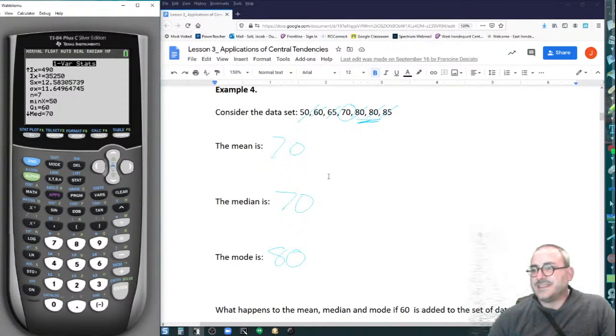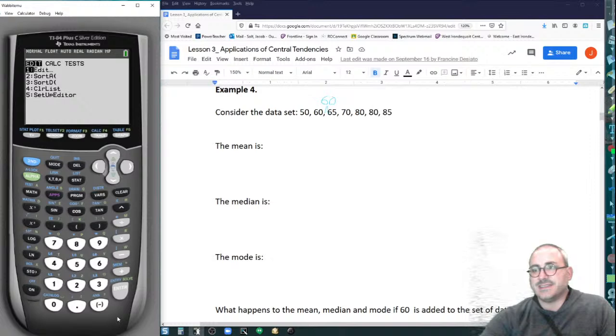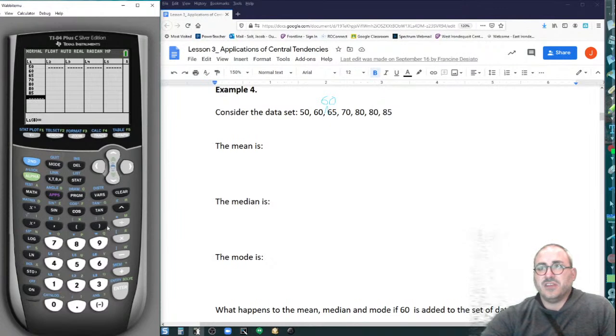All right. The next piece of this is what happens to the mean, median, and mode if 60 is added to the data set. So let's think about this. I'm going to clear everything I've got so far. Clear everything. Okay. But what if 60 was added to the data set? All right. What if we included another 60 in here? What would change? All right. Well, this actually might be where it's handy to have done this with the list and the edit thing, because I can add a 60 really easily to my data set without having to type everything else, right?